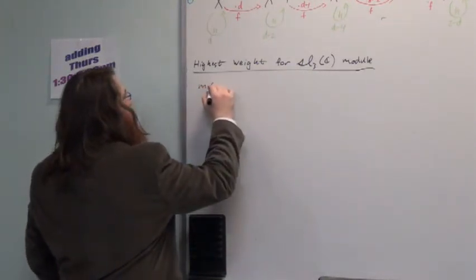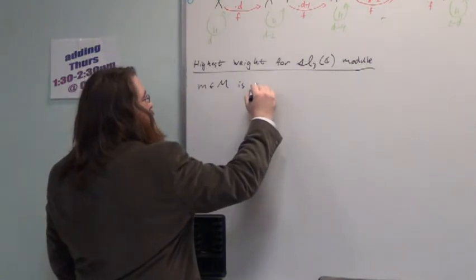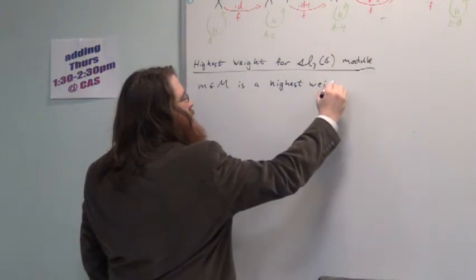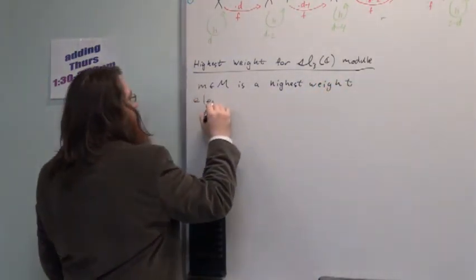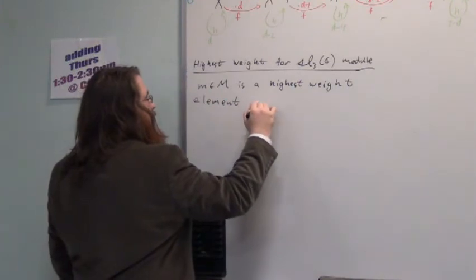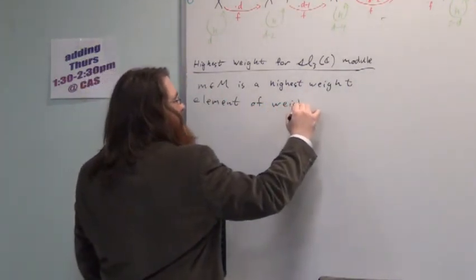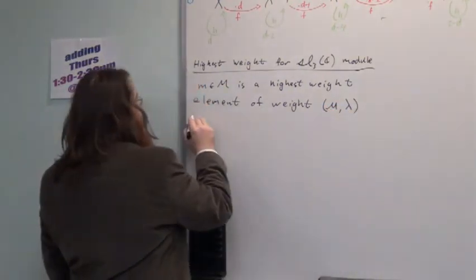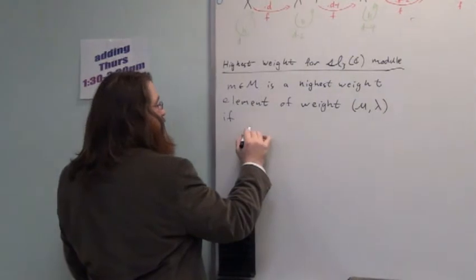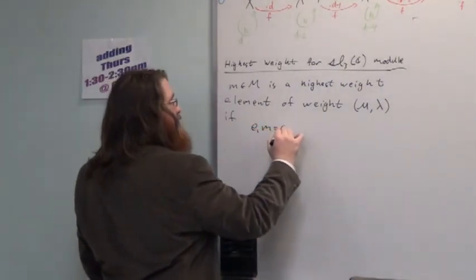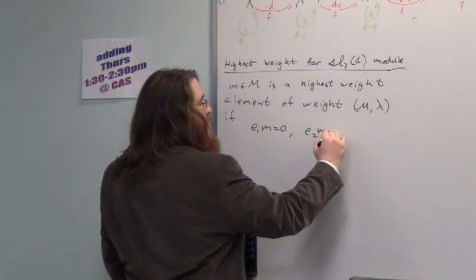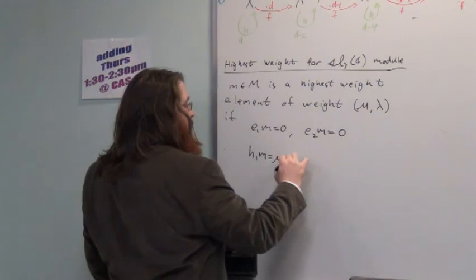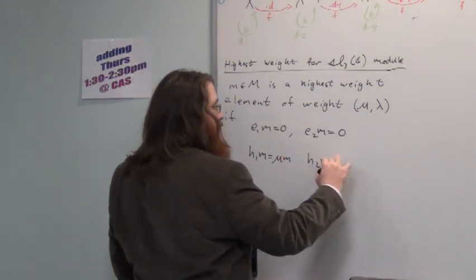But what is a highest weight vector or element for an SL3 module? So m in M is a highest weight element of weight, and here's the thing, we need to specify two numbers. We'll take mu and lambda. If, well, we now have four conditions. E1 on m is 0. E2 on m is 0. H1 on m is mu times m, and H2 on m is lambda times m.